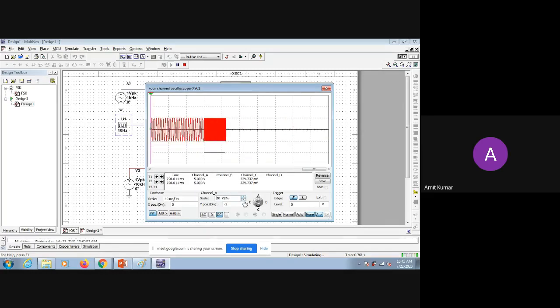Whenever the input digital signal is 1, you are having a different frequency, and for 0, you are having a different frequency. So this is the first solution we have come up with.